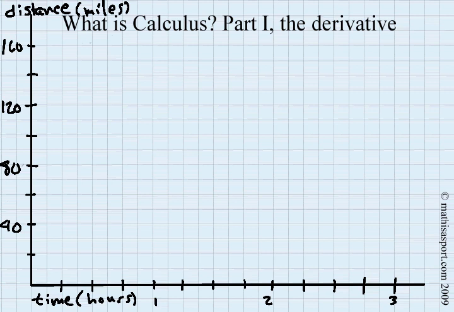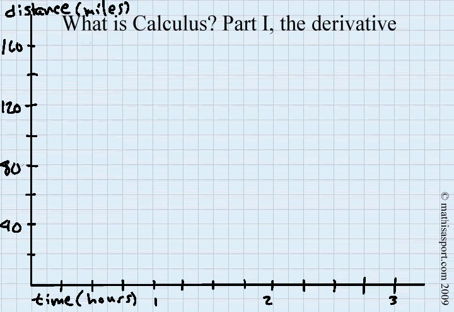To illustrate the derivative, I'm going to use an example. Imagine that I'm driving down to my grandparents' house. And let's say that getting to their house is a straight shot on the interstate. It's about 180 miles away. And so I want to draw an illustration on this graph of my trip down to my grandparents.